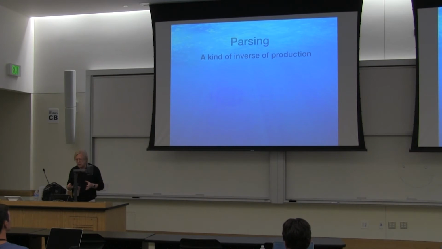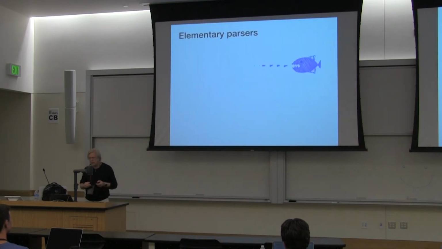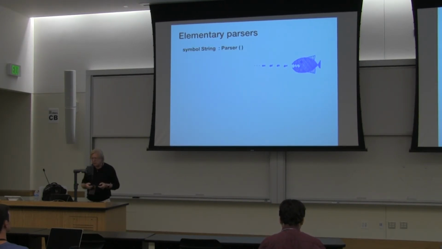I think of a parser as a little machine or a little animal that eats characters one at a time, building up something, in this case an abstract syntax tree. So let me talk about how this works. There are going to be, on the one hand, elementary parsers, and on the other hand, combinators which are used to build up more complex things. So I'll give examples of 4 elementary parsers. The first one is the symbol string parser.